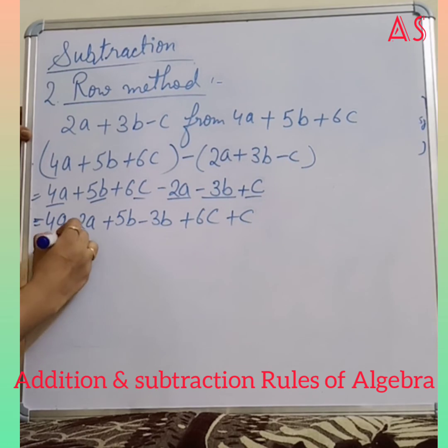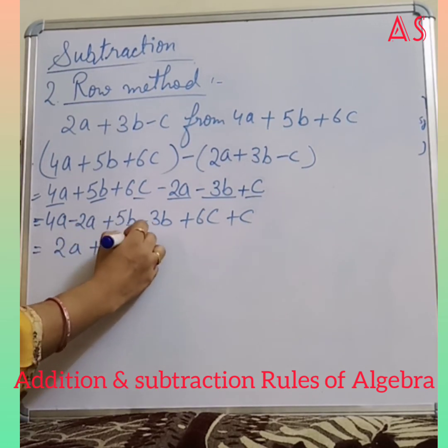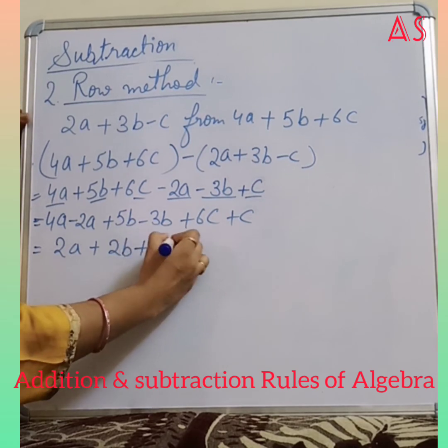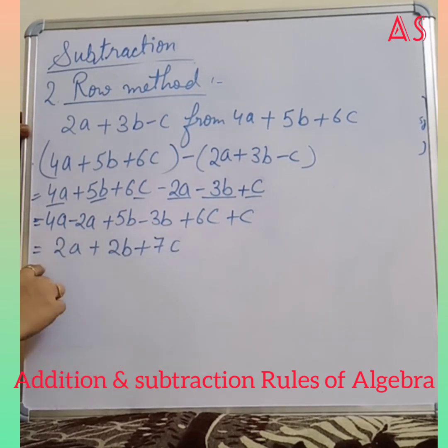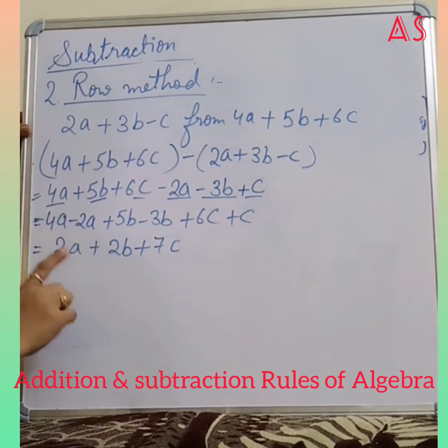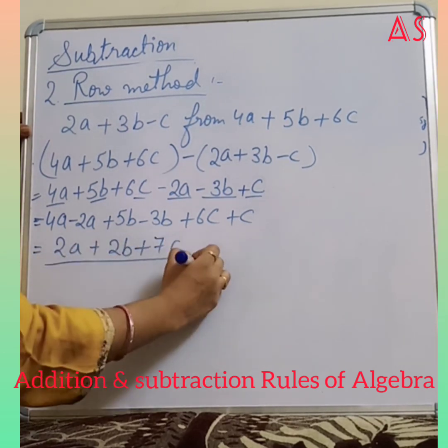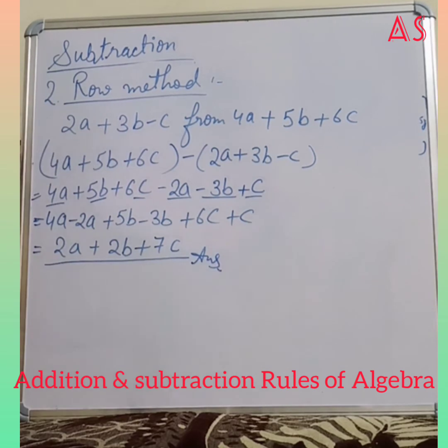Now we will add like variables. 4 minus 2 is 2a, 5 minus 3 is 2b, and 6 plus 1 is 7c. Now these are all unlike variables. Don't add 2a plus 2b, 2 plus 2, 4. Why? Because now they are unlike variables. So this is our answer. This is the way we will do subtraction and addition of algebra.